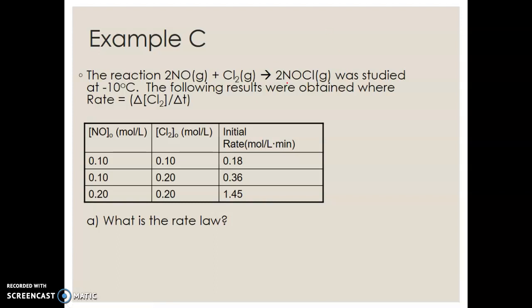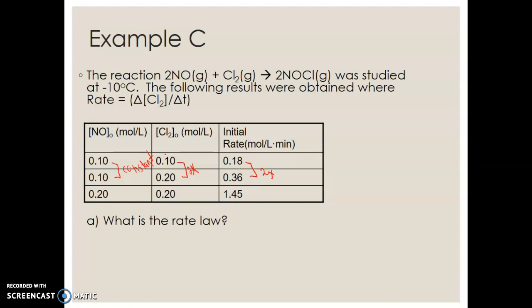Welcome back. Here we have our overall reaction. It was studied at -10 degrees Celsius. We have this rate is equal to the change in concentration of chlorine over the time. So we have constant concentration of NO, and chlorine is doubling. And the initial rate is also doubling here.